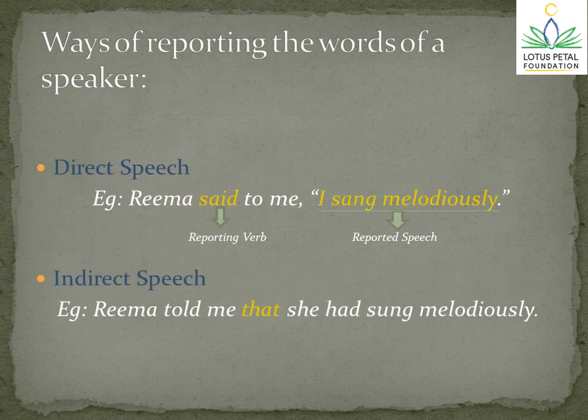In case of direct speech, we use the exact words of the speaker, which means we do not make any change to the words of the speaker. Here is an example. Rima said to me, "I sang melodiously." The word said is our reporting verb, and whatever is enclosed within quotation marks is our reported speech. "I sang melodiously." This is our reported speech.